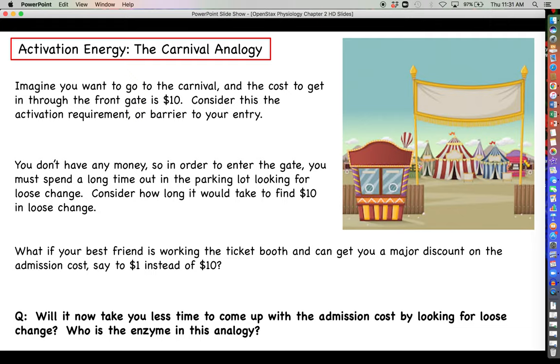And that is exactly what enzymes do. So the enzyme in this analogy, as I'm sure you can identify, would be your friend at the ticket booth. They are the ones giving you the discount. They are the ones reducing the energy barrier to your entry, and they are going to be responsible for it taking much less time for you to get into the fair. The same way enzymes reduce the amount of time it takes for a reaction to proceed.